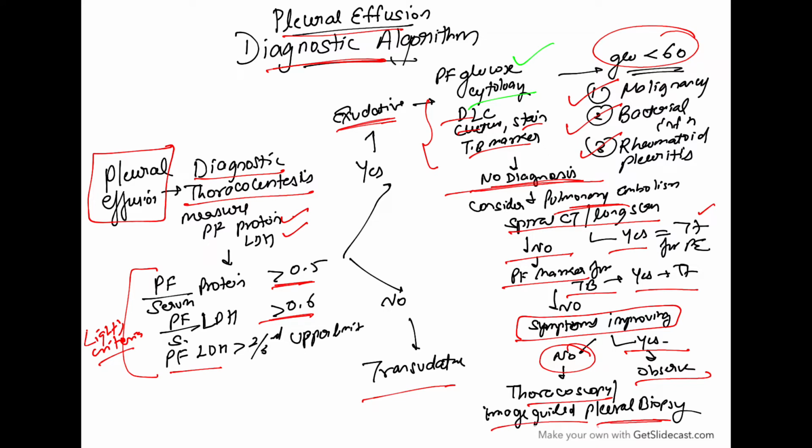Okay, so this is the diagnostic algorithm for pleural effusion. First we need to do the thoracocentesis, and then we have to see whether it is an exudative or a transudative pleural effusion. In exudative, we have to see the glucose value. If glucose is low, then we have malignancy, bacterial infection, or rheumatoid. If no diagnosis could be made, we can suspect pulmonary embolism. If that is also not, then we can suspect tuberculosis. If that is also not there, then we can go for pleural biopsy.